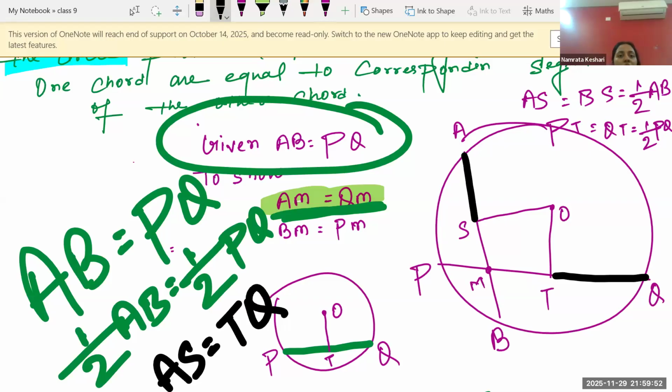Now, due to congruency, you will join this one. Due to congruency of this triangle and that triangle, which is really simple to prove, this much length and this much length are the same. Hence, we are done with the proof. Is it clear?